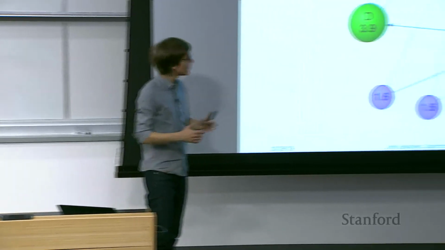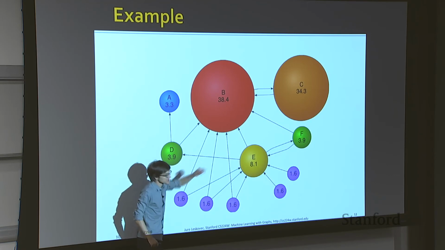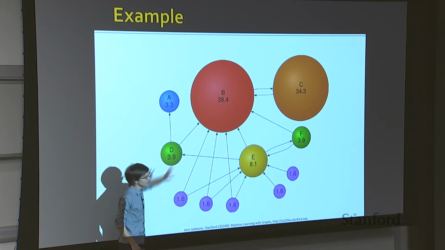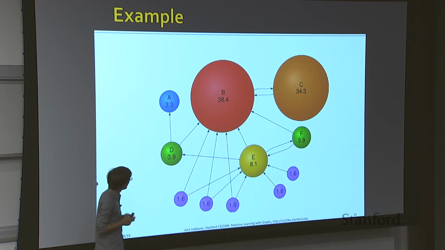All right, let me give you an example of how this would look. Here is the graph. Numbers sum to 100. The size of the node is proportional to the number, and these are the PageRank scores of the nodes in the graph.